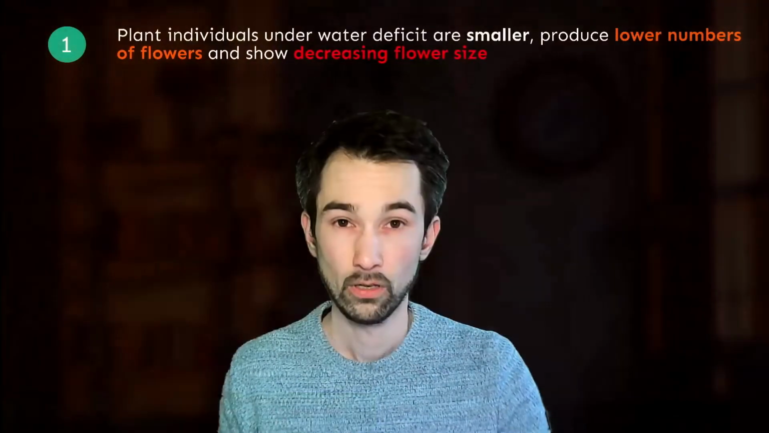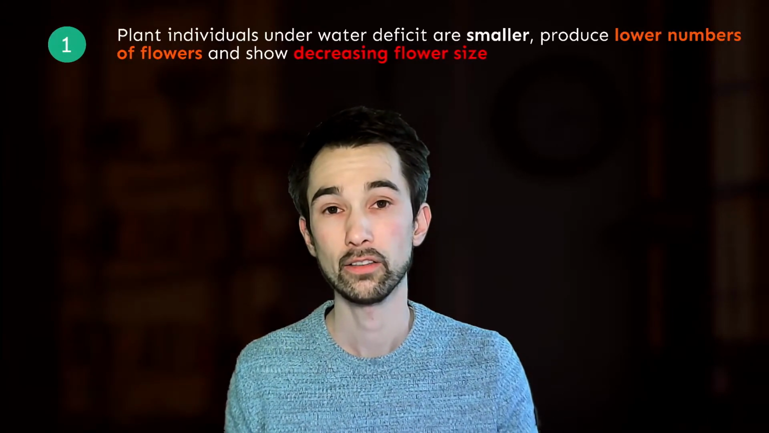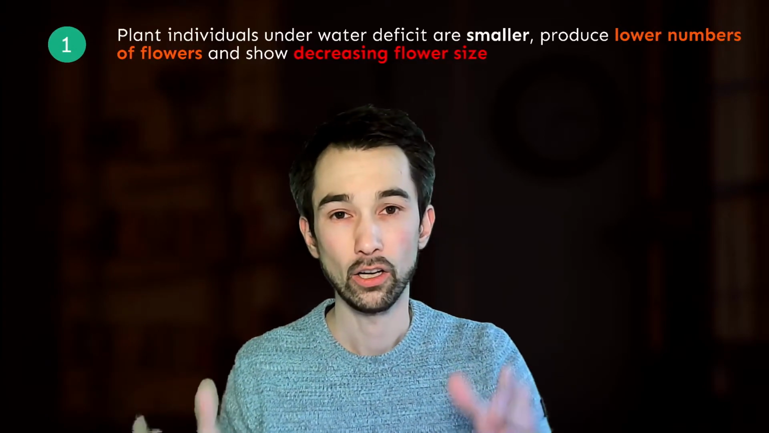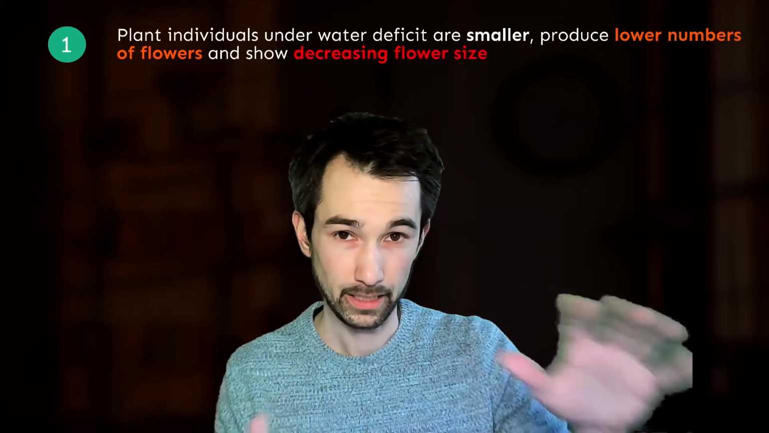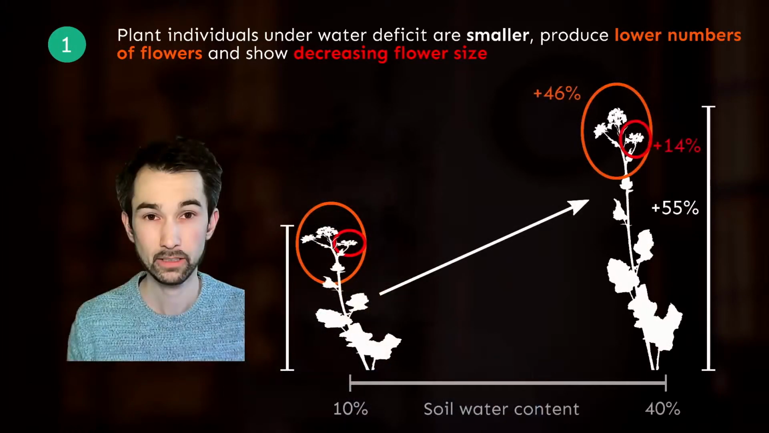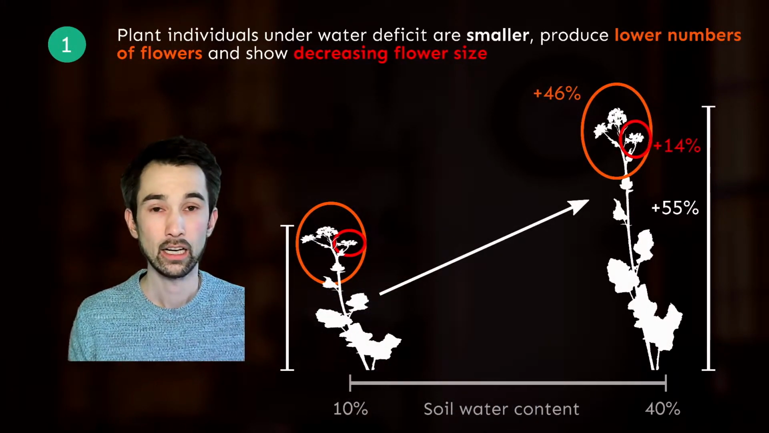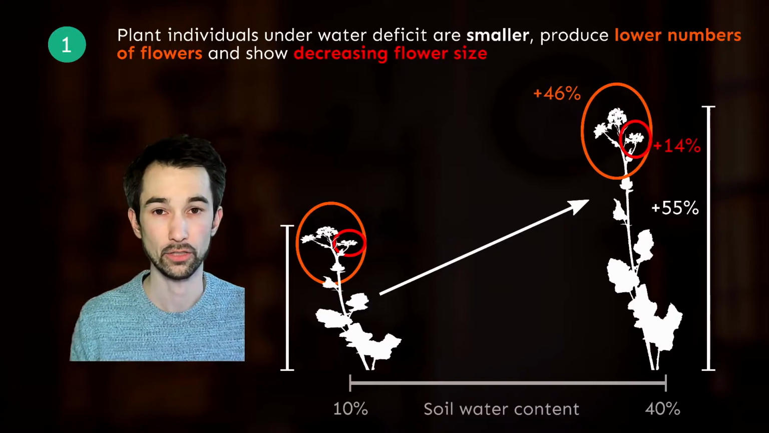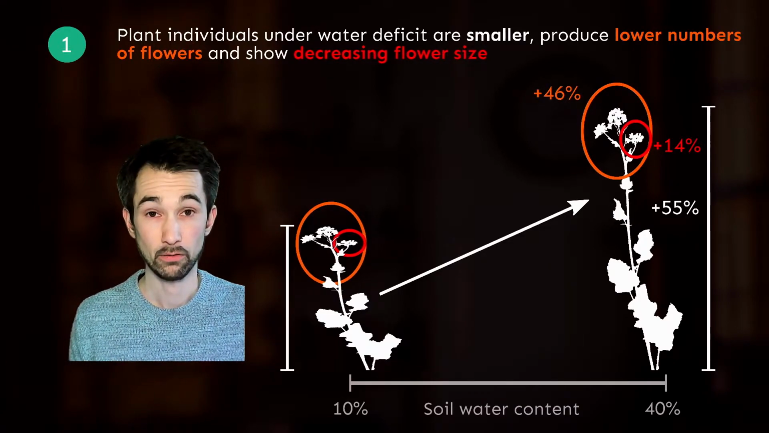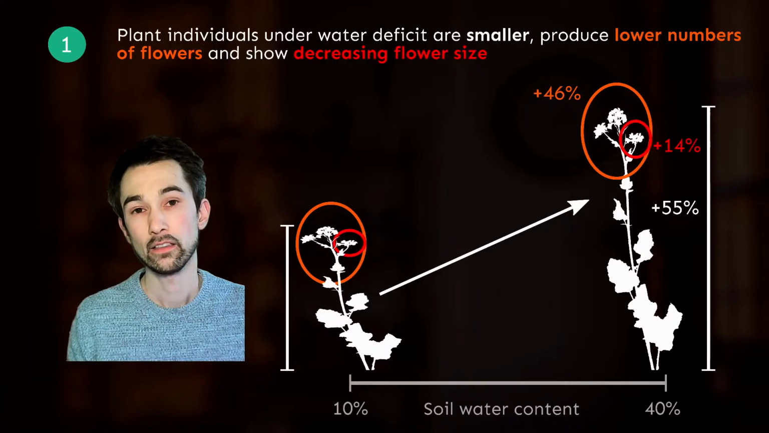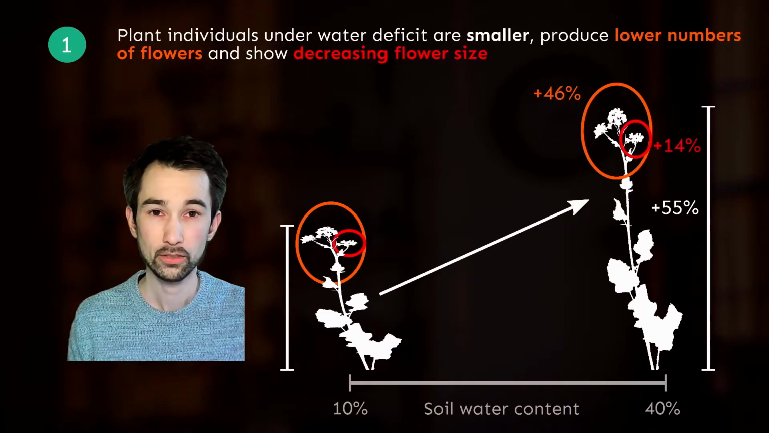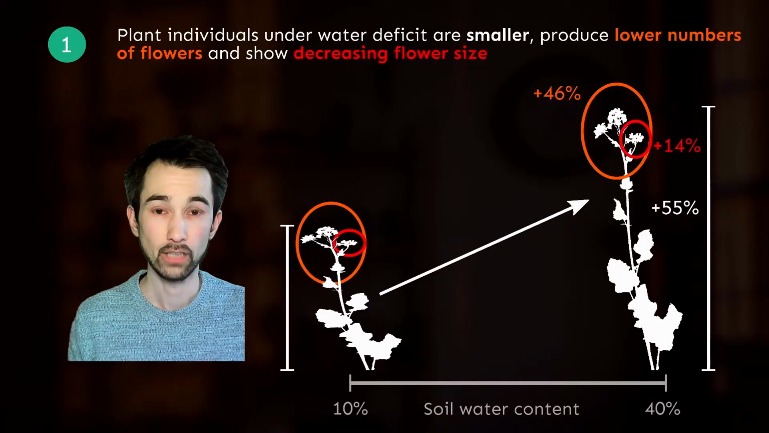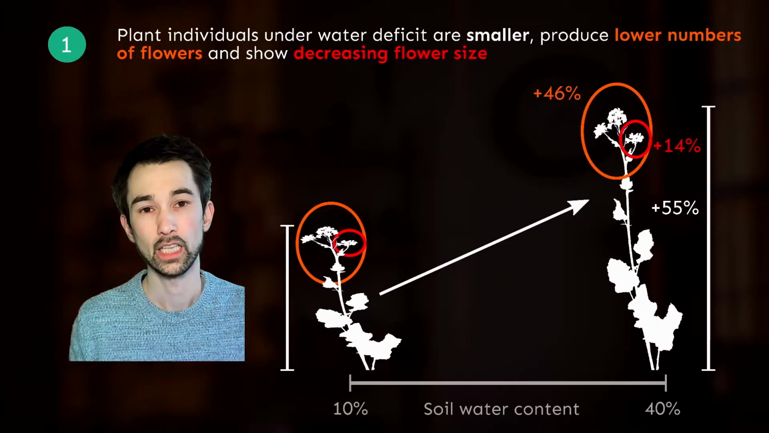So what did we find? We found that in general, with increasing water content, the size of the floral traits also increases. More specifically, what you can see here are the predicted percentage changes between 10 and 40% soil moisture, so the minimum and the maximum of our gradient. Plants which were well watered were 55% larger, had 46% more flowers, and the flowers were 14% larger.